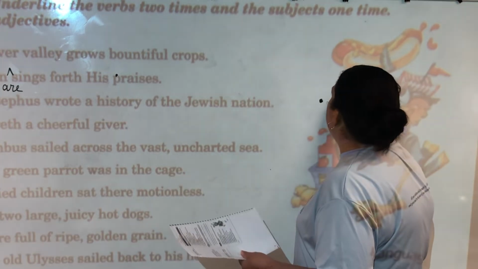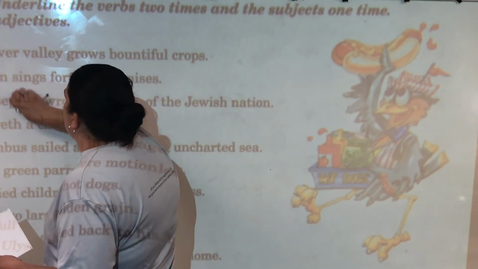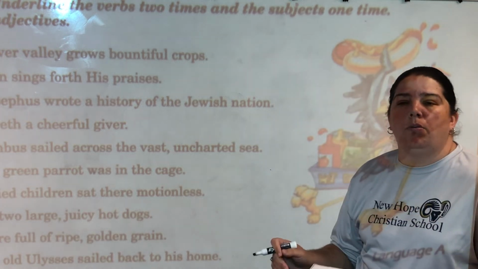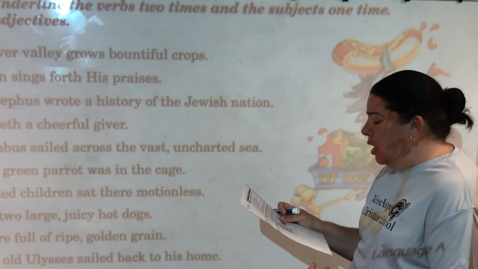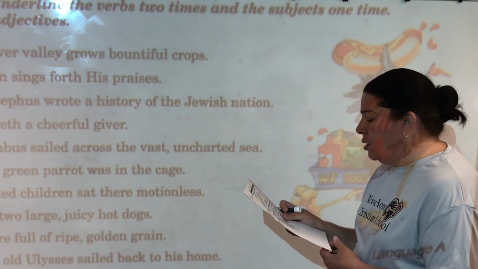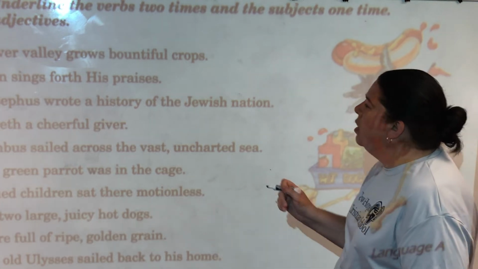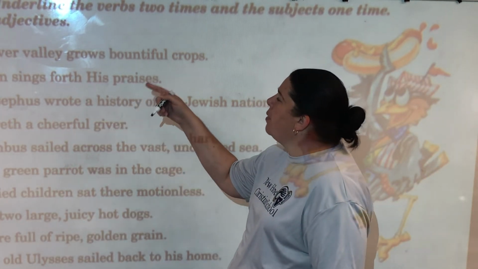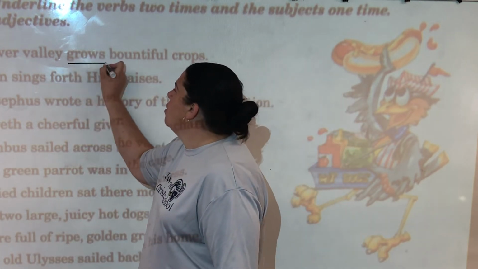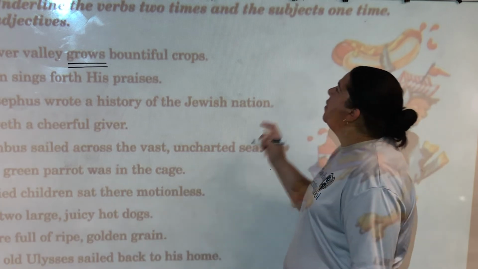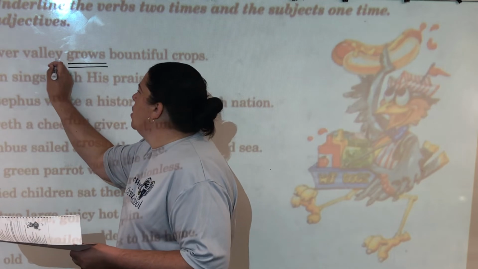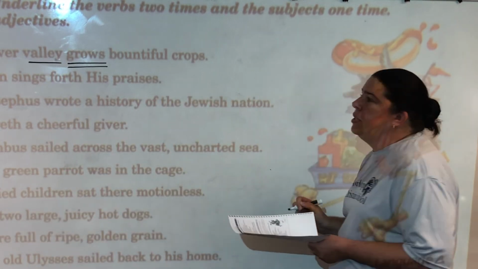It says underline the verb 2 times, the subject once, and circle the adjectives. Go slow, boys and girls, and make sure that you are finding all of those answers. So let's do it. Circle the adjectives, draw 2 lines for the verbs, okay? The fertile river valley grows bountiful crops. The verb is grows, underline it. And then we find the subject. What is the subject? There's only one. It's valley. And now we circle the adjectives.